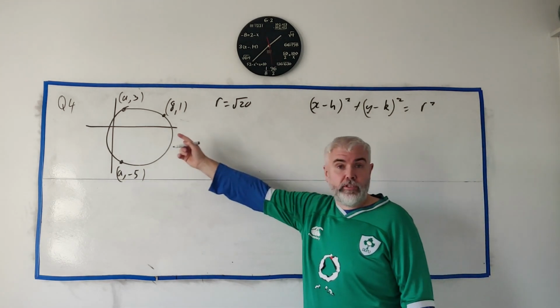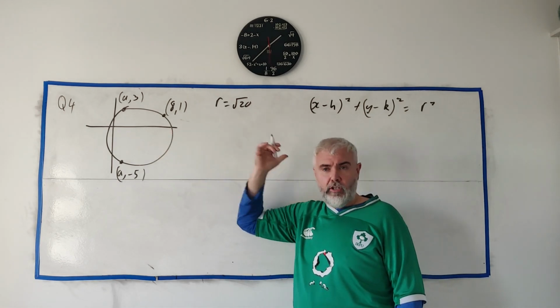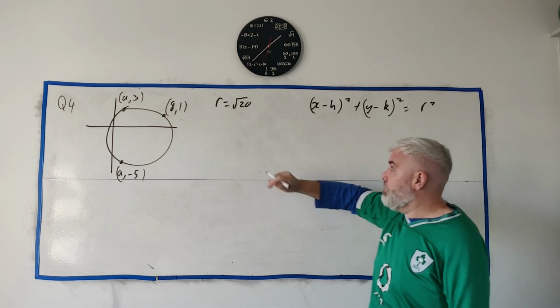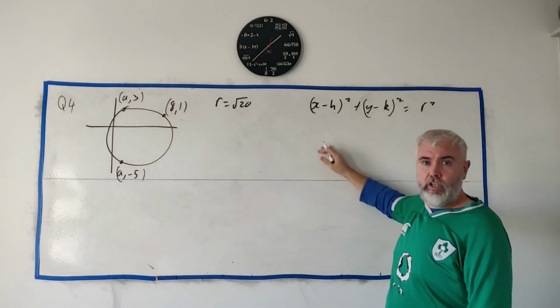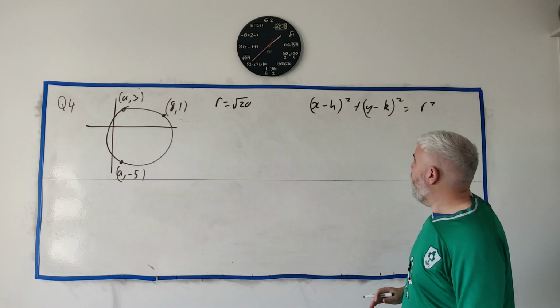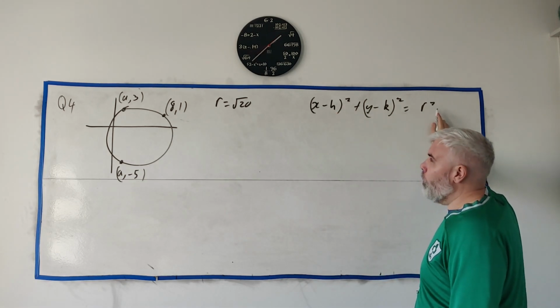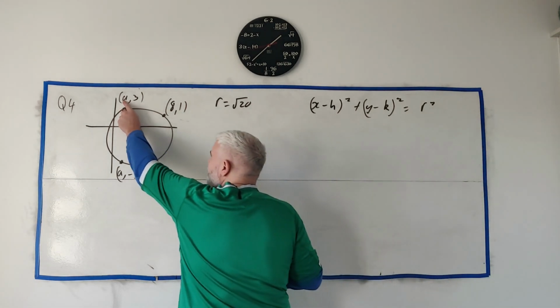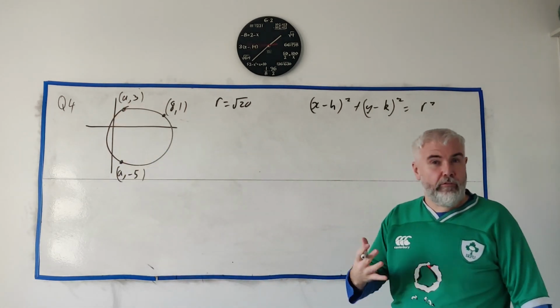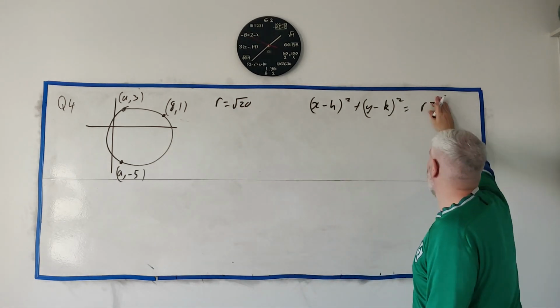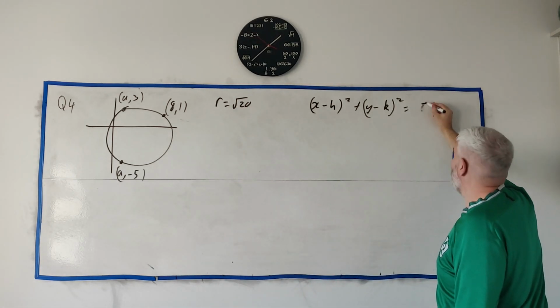When you're given points on a circle like this, you just start filling them in and you'll get 3 different equations. 3 points, you'll get 3 different equations. You won't know h, you won't know k, you won't know r, and unfortunately you won't know a. So you'll have 3 equations with 4 unknowns, but you do know r. R is right there, so we can change r squared straight away to 20.